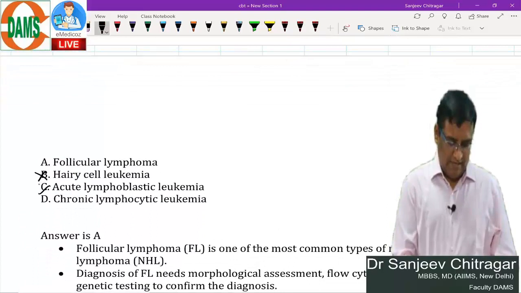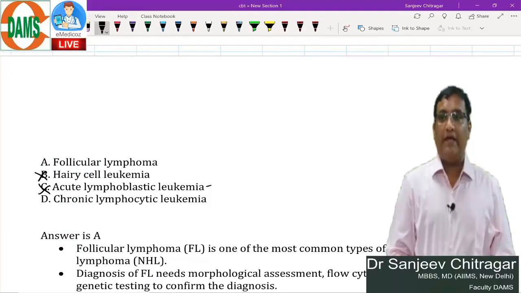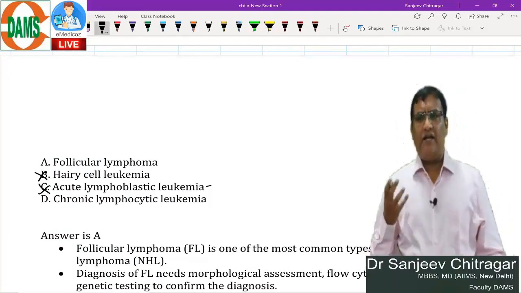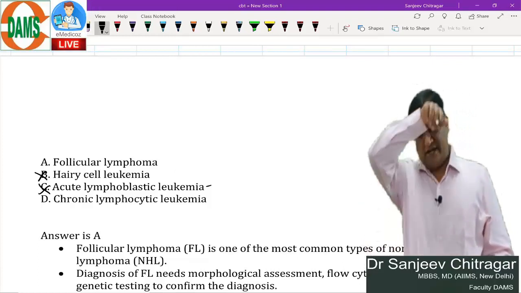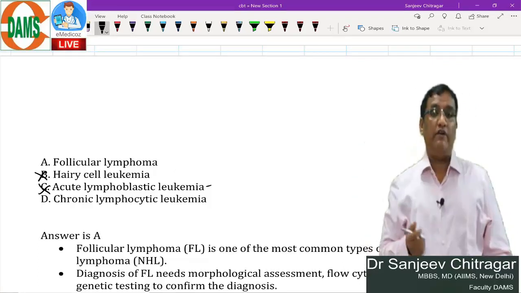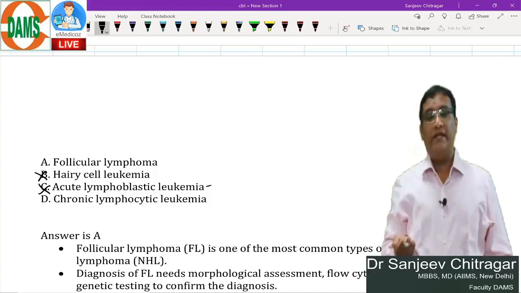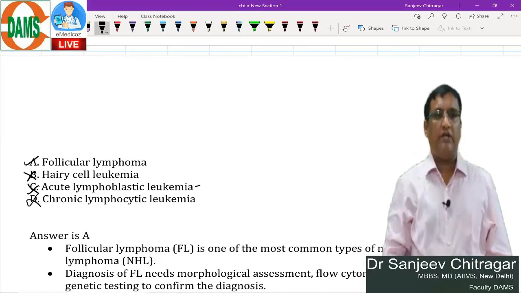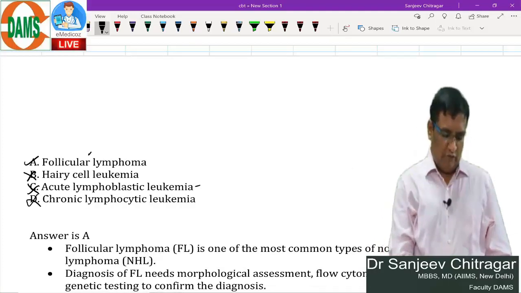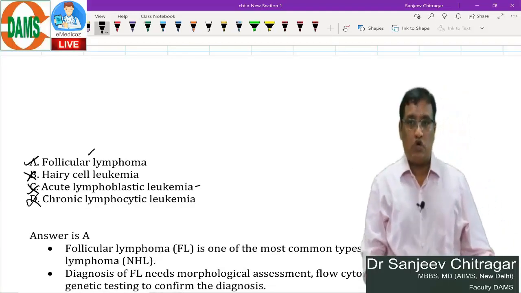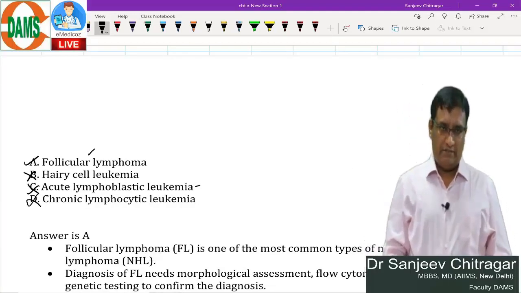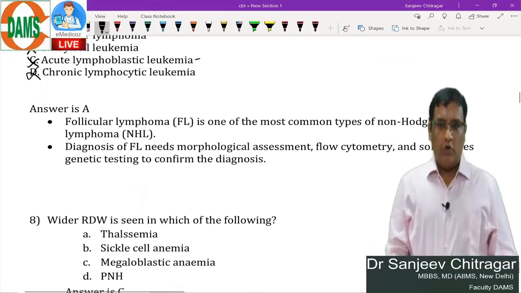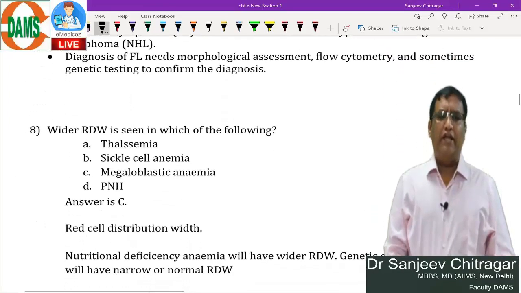It cannot be ALL, because ALL will be having dark condensed nuclei. That's one thing. And apart from that, ALL will also have markers, not only CD10, they should be TDT positive. It cannot be CLL. It is follicular lymphoma. Follicular lymphoma is the second most common lymphoma in adults, and it's a low grade lymphoma. The course is indolent.